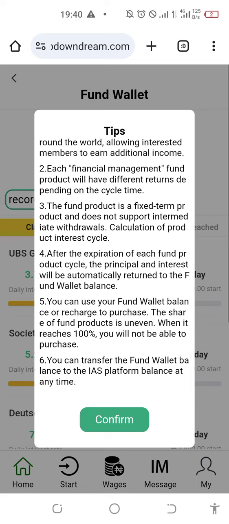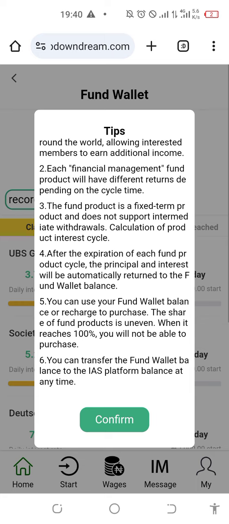So after the expiration of each fund product cycle, the principal and interest will be automatically returned to the fund wallet balance. I've said that before. At the end of any tenure period of any bank you might have invested in, both your principal and your interest will come back to your fund wallet balance, just like I showed on mine.